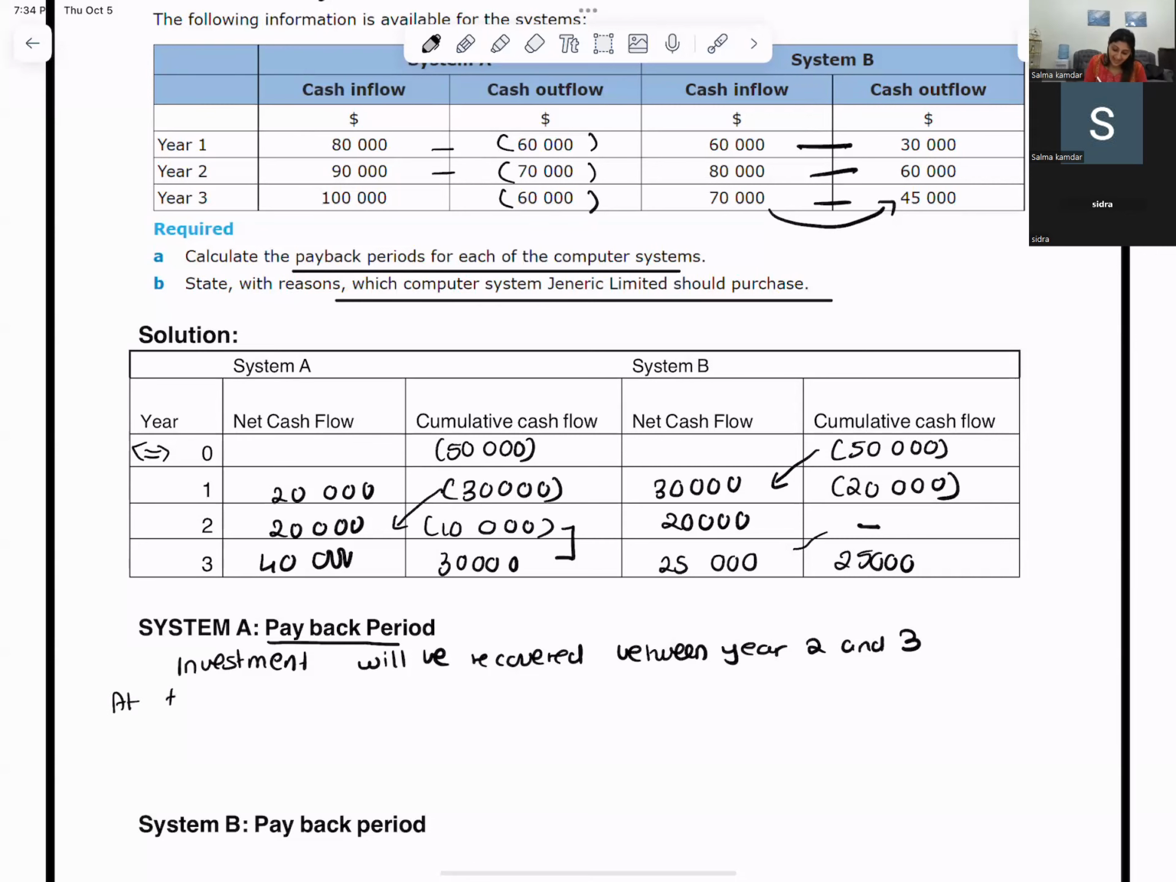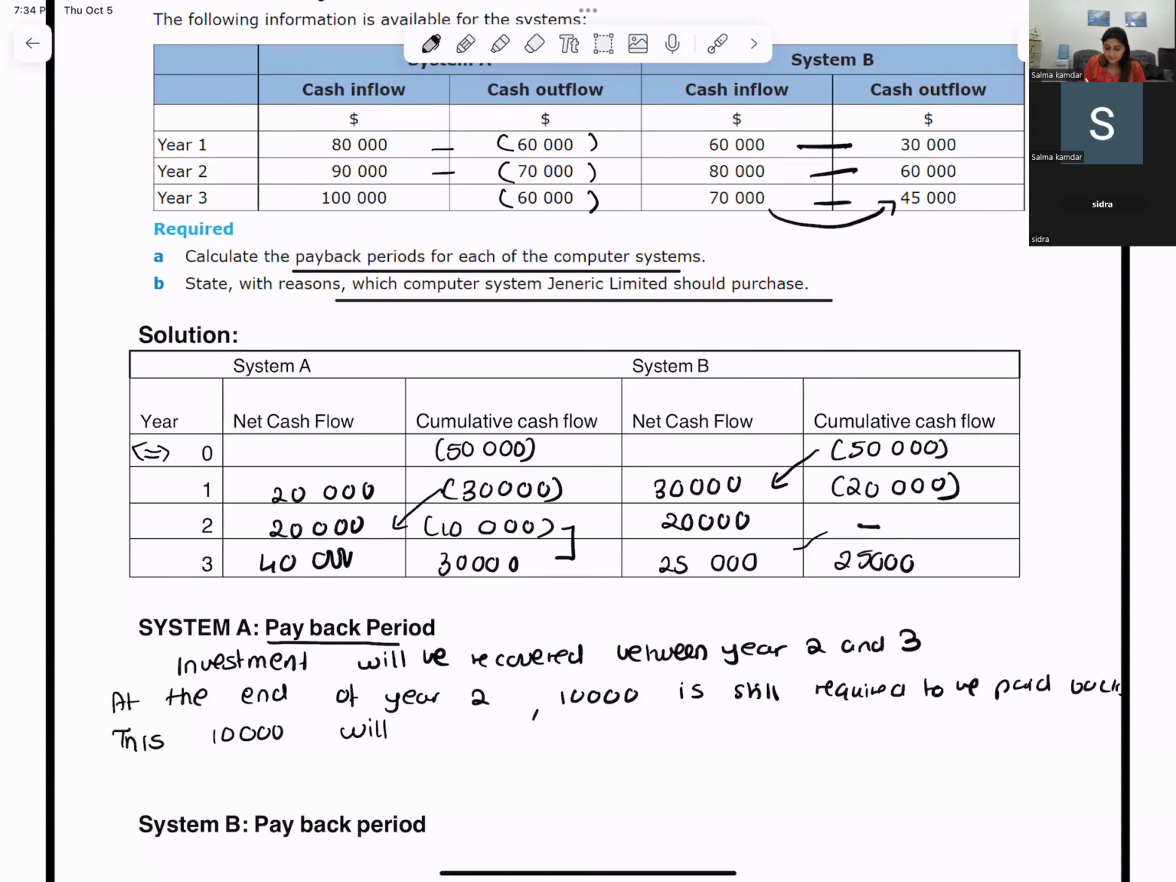Then you'll find at the end of year 2, negative 10,000. This 10,000 is still required to be paid back. This 10,000 will be recovered in which year? In year 3.